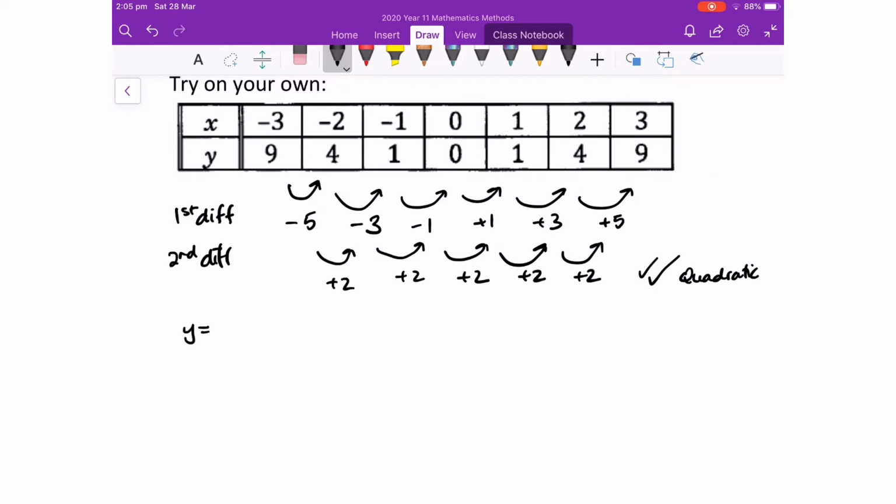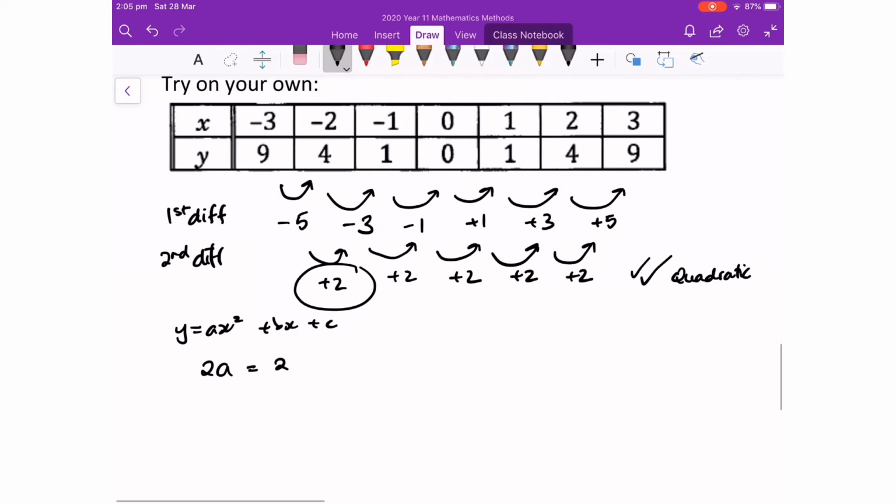So it's y equals ax squared plus bx plus c. Now I'm going to find a. My 2a is equal to my second difference pattern. So that means I'm going to have 2a is equal to 2. I'm going to divide by 2 on both sides. So a is equal to 1. So at the moment, I've got y equals 1x squared plus bx plus c. Now, of course, you know that you don't have to put that 1 there if you don't want to. It's kind of like an extra thing. I just wanted to show you that it's there.